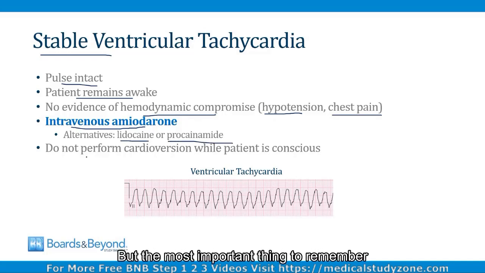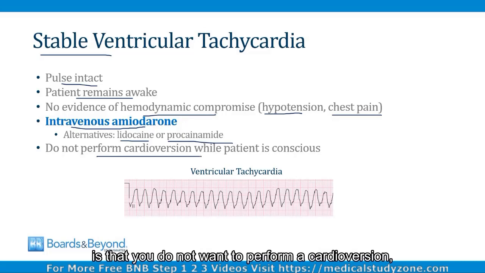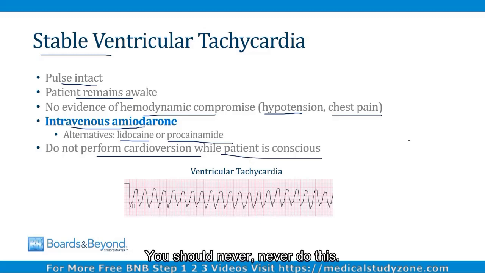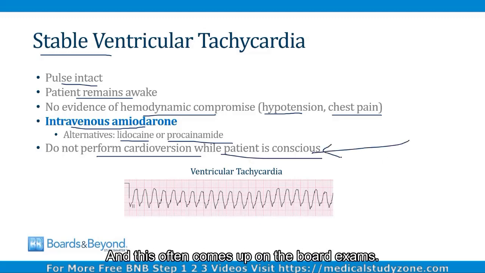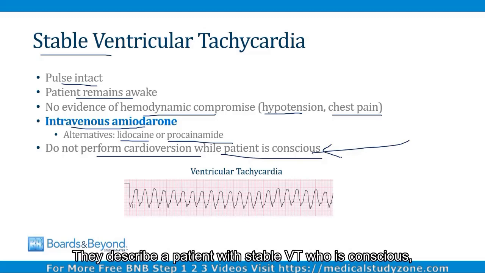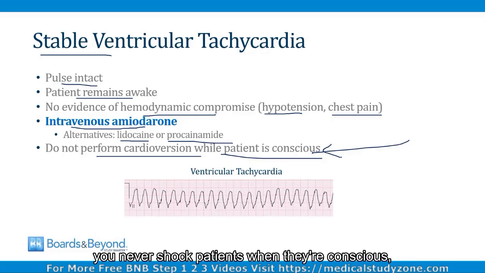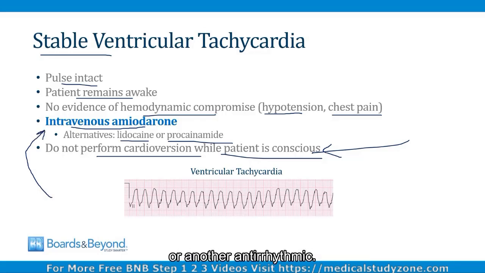But the most important thing to remember is that you do not want to perform a cardioversion. In other words, you do not want to administer a shock when a patient is conscious. You should never do this. And this often comes up on the board exams. They describe a patient with stable VT who is conscious. Even though VT is a shockable rhythm, you never shock patients when they're conscious because it is extremely painful. The correct answer for treatment of stable VT is to administer intravenous amiodarone or another antiarrhythmic.